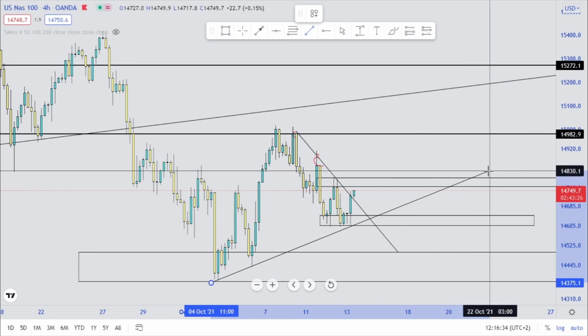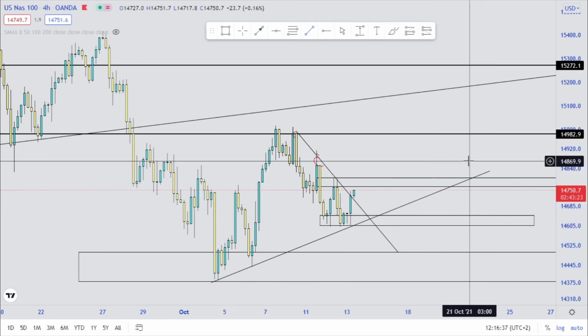Because why? If our daily candle closed bullish, that gives us an indication that price will most likely continue to the upside, and that is also a new higher low for us, right?